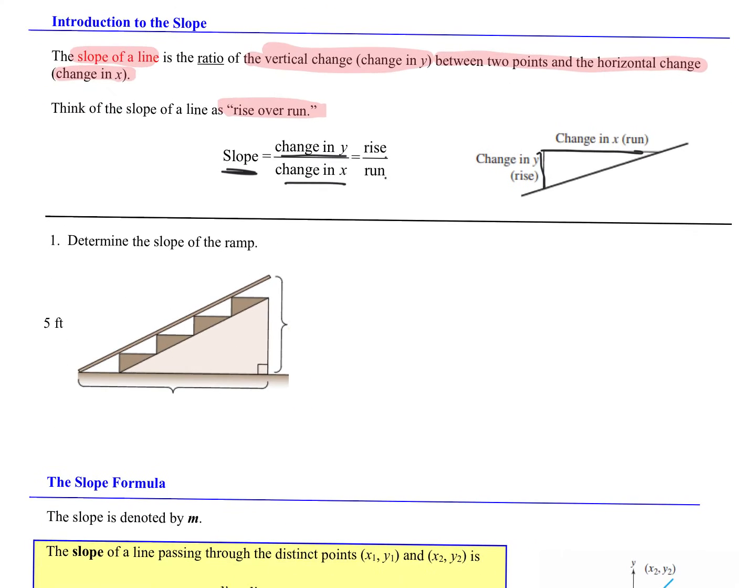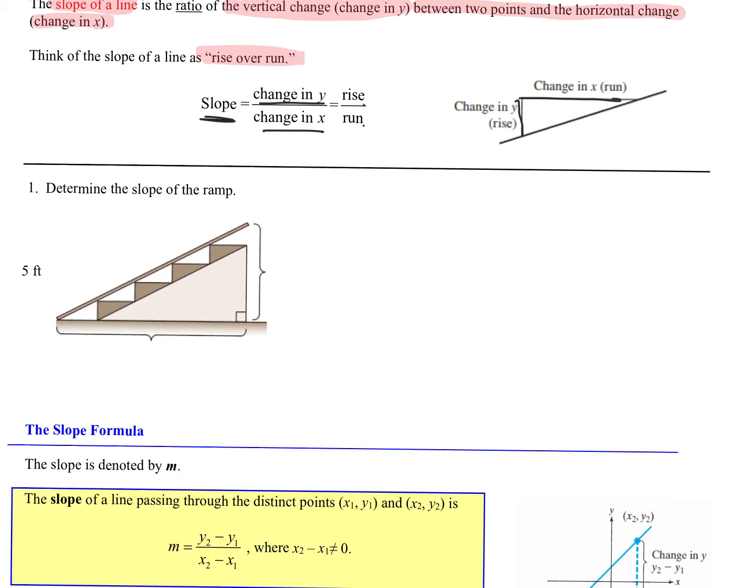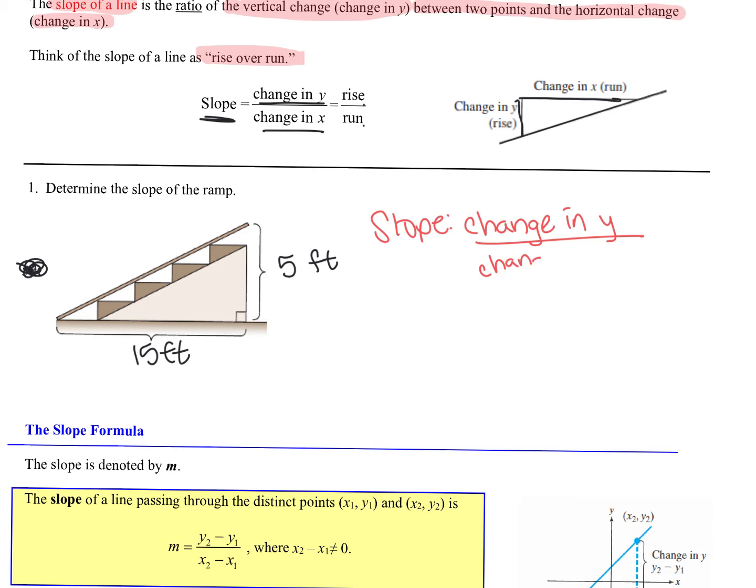And so for this number one, it says determine the slope of the ramp. And I'm sorry that it's missing a little bit of information. So actually, this should be 5 feet, and this is supposed to be 15 feet. So I apologize, it got kind of displaced. So to find the slope, the slope is the change in y over the change in x.